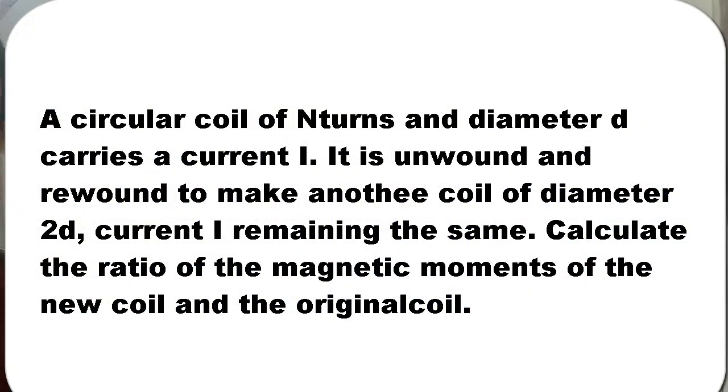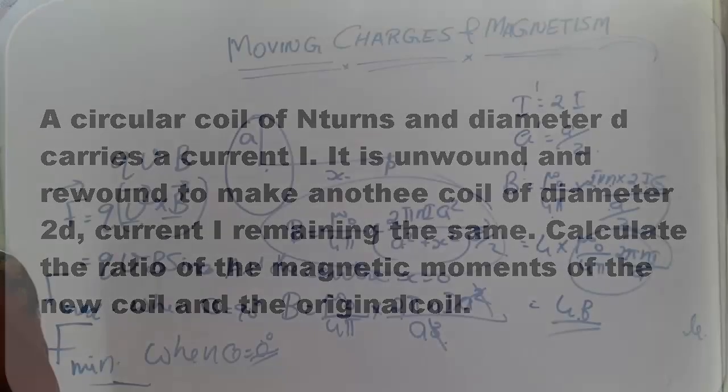A circular coil of N turns and diameter D carries a current I. It is unwound and rewound to make another coil of diameter 2D, with the current I remaining the same. Calculate the ratio of magnetic moments of the new coil and the original coil.